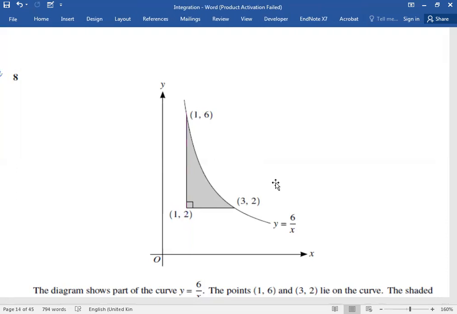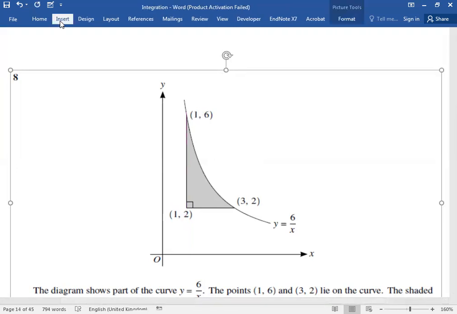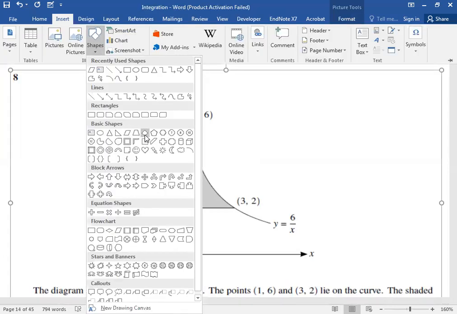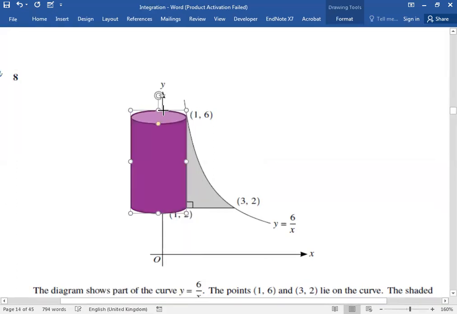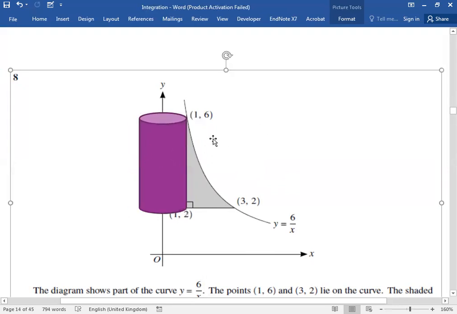One way is this. The other way is to understand that if that particular line is rotated, the shape that we will get is a cylinder. Is that right? So I can just subtract the volume of this cylinder from the volume when the curve is rotated. We can find the radius of the cylinder, which will be 1, and the height of the cylinder will be 4.